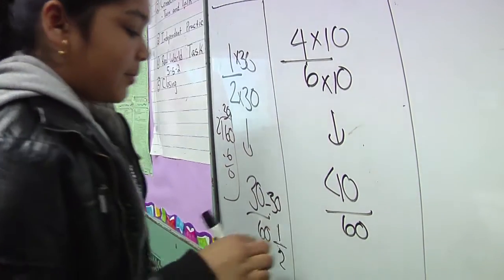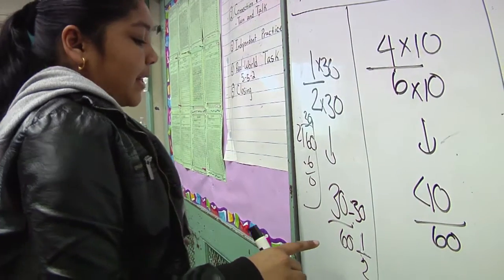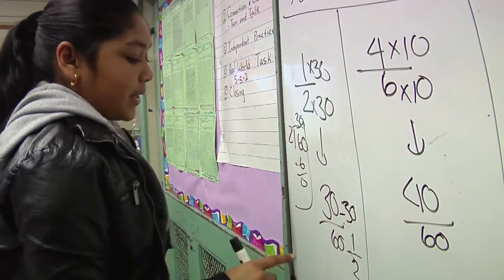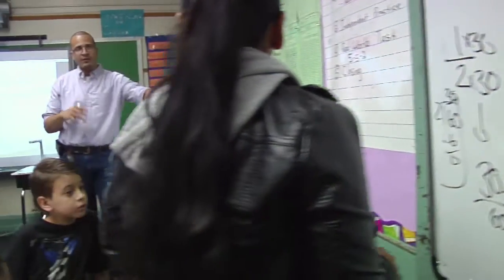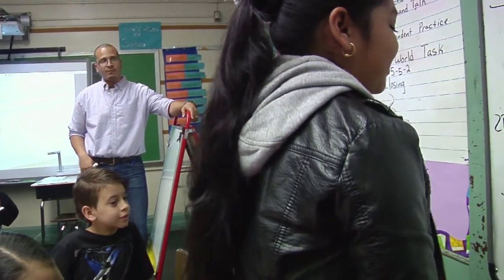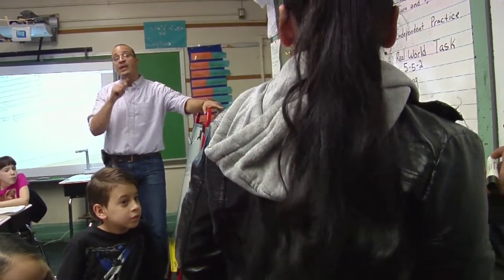So that means out of 1 minute, that's 30. Because 60 seconds is 1 minute, and that's 30 seconds. So doing my beautiful hair takes how long in seconds? 30 seconds. And what about making my breakfast? 40 seconds. So now let's answer the question.